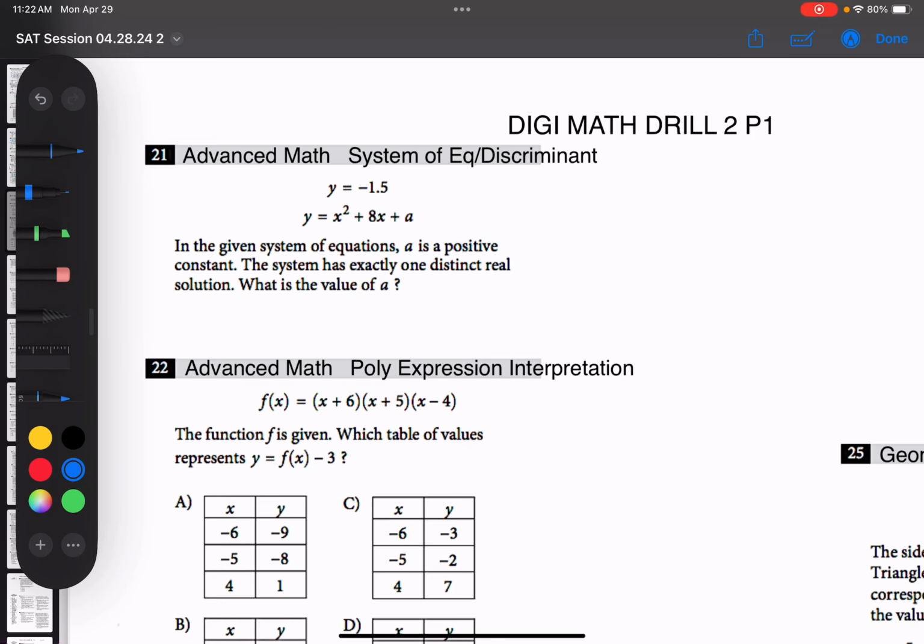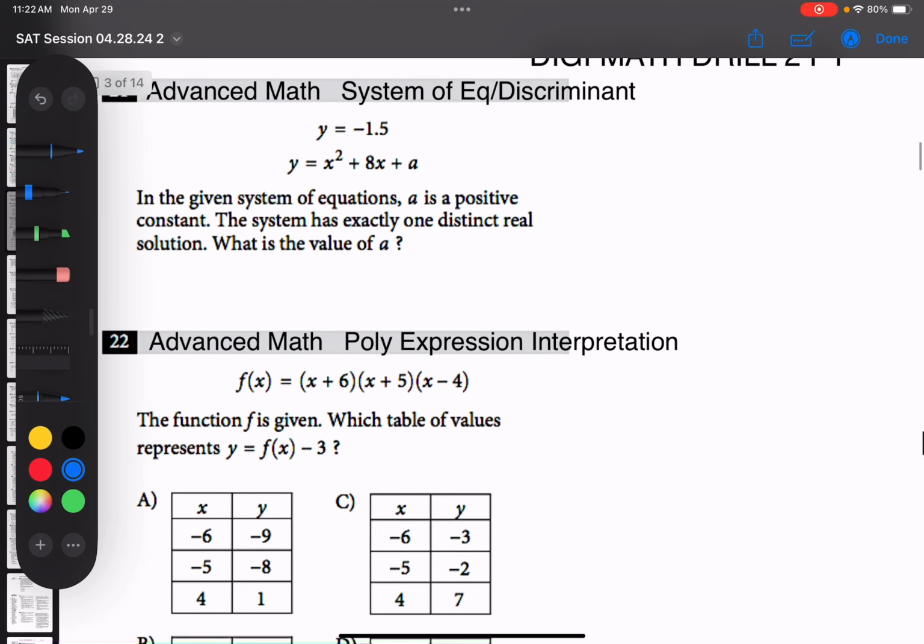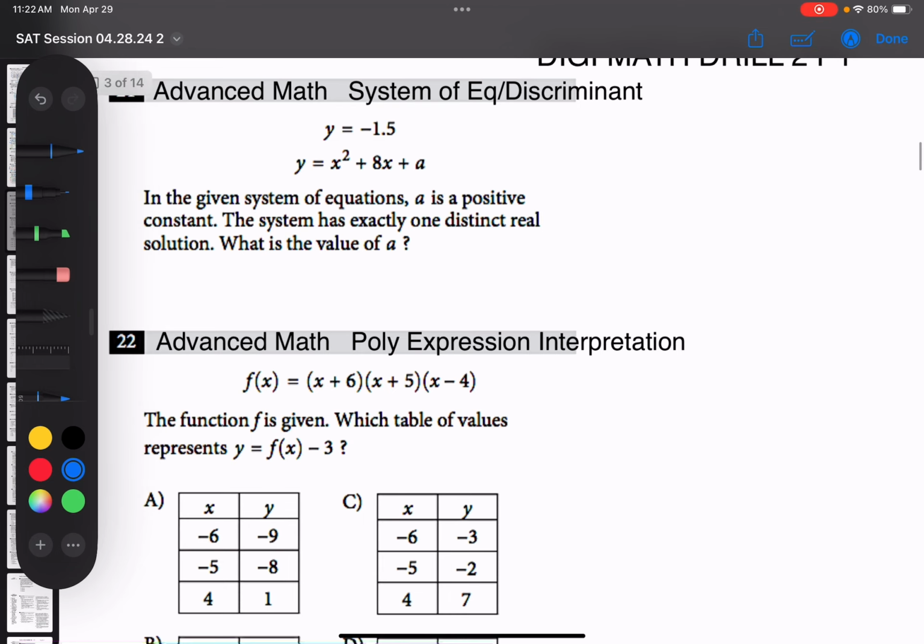Now, question 21, we can expect it to be a little bit dicey. That's when you're digging deeper into the digital exam. They're telling us that y is equal to negative 1.5, but they're also telling us that y is equal to x squared plus 8x plus a. All right, so we know we can set these equal to each other, right? So I could just say, well, I'll take y upstairs and just have it equal negative 1.5. So I can set it up that way, but let's go into the question and see what they're giving us.